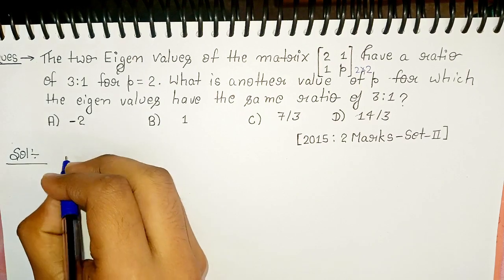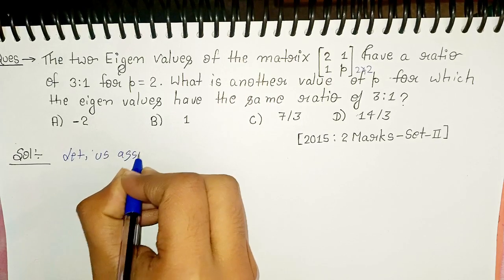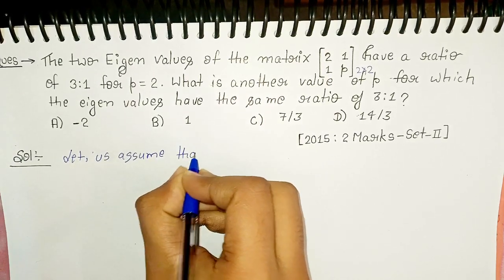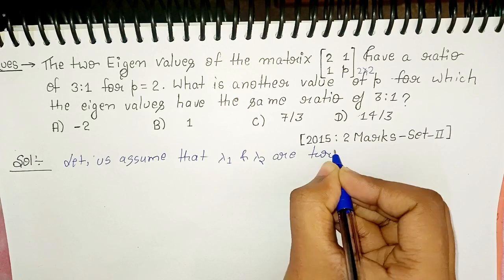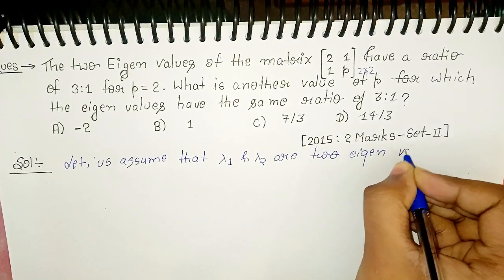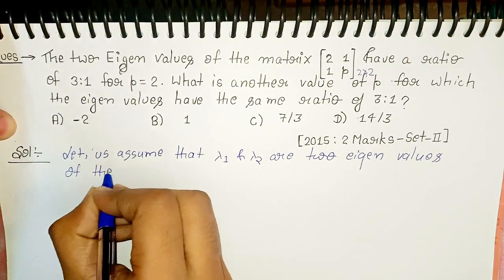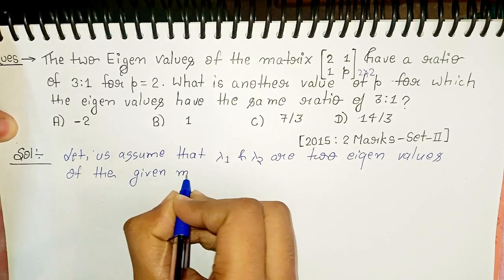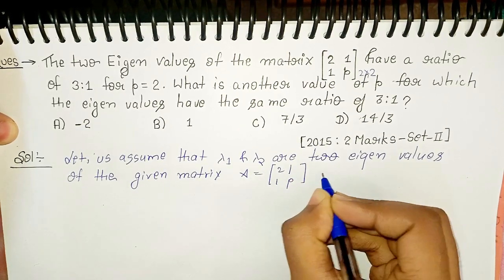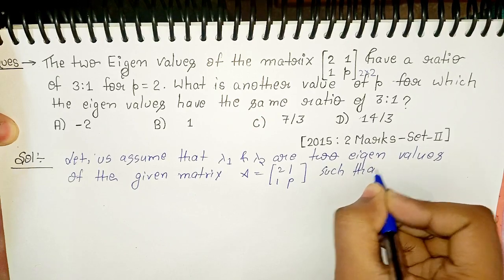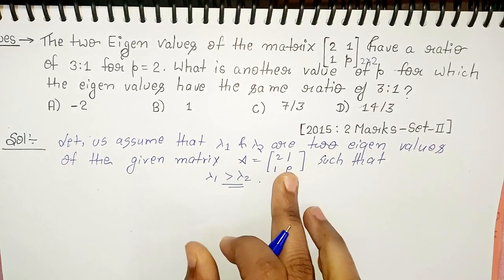So firstly we will say, let us assume that lambda 1 and lambda 2 are two eigenvalues of the given matrix A equals 2 1 1 p, such that, you need to mention this, such that lambda 1 is greater than lambda 2. Fine. Now this is the matrix.